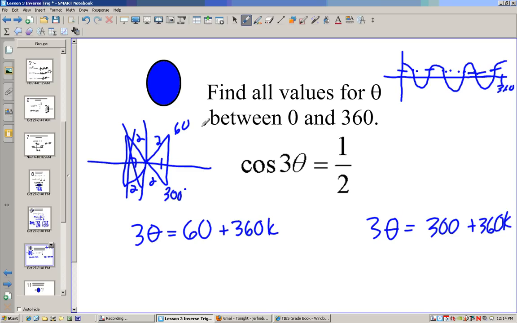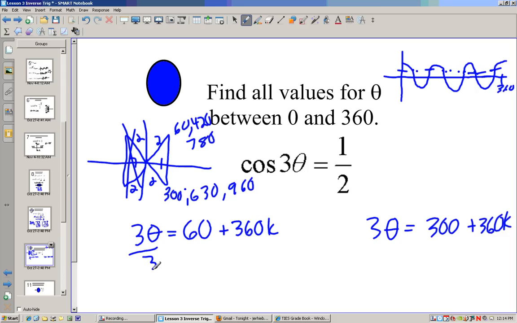So what that means is 60 is an answer here, but we could also add 360 to it to get 420, and the cosine of 420 will also be 1/2. If I add another 360 and get 780, that will also give us 1/2. Same with down here. I can add 360 to get 630, 960, and we can keep going and get an infinite number of values. So we're going to write that equation as 60 plus 360k, or 300 plus 360k.